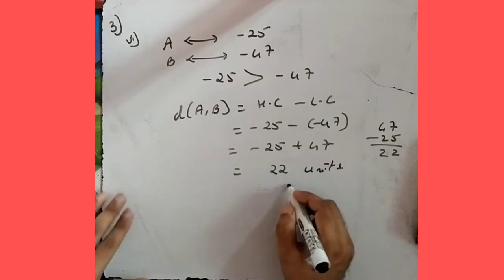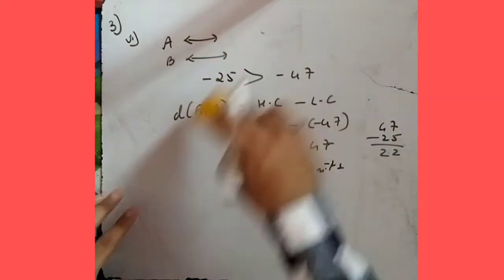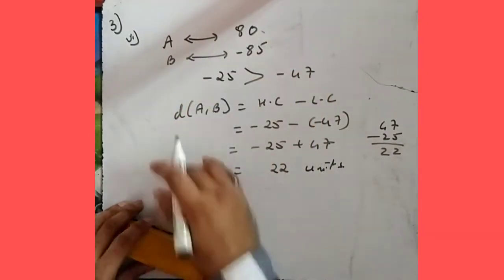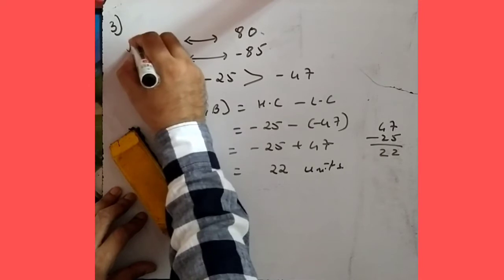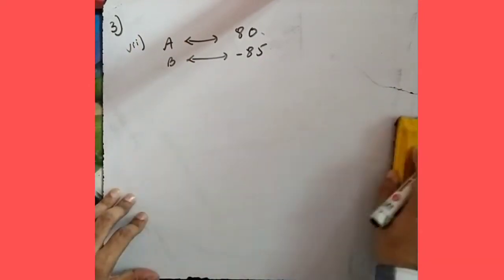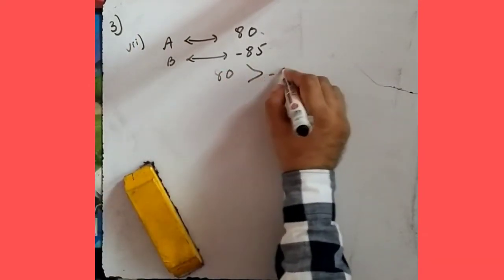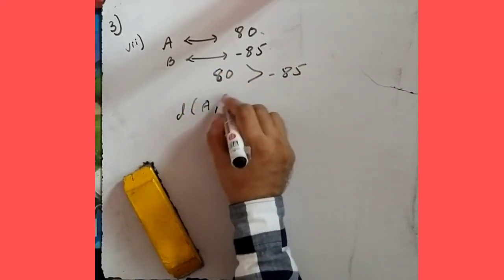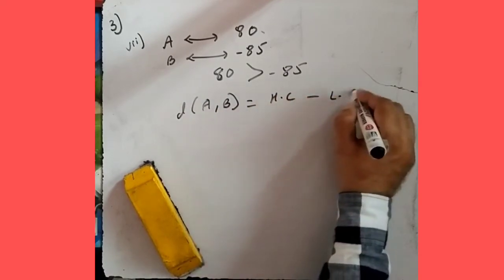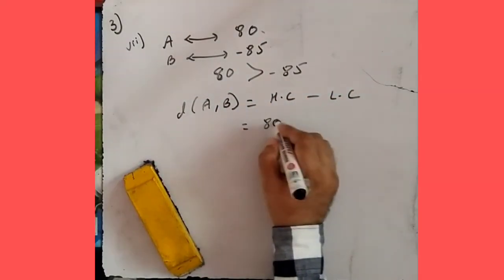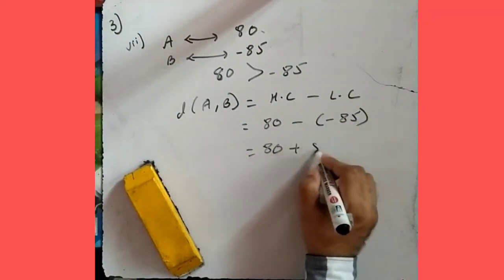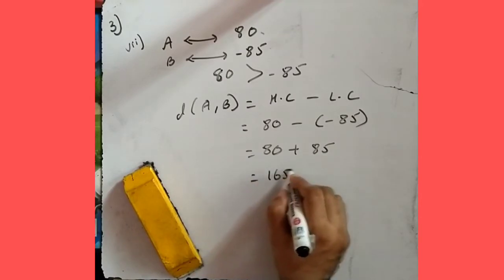In the last one, seventh sum, A coordinate is given 80 and B coordinate is given minus 85. 80 is greater than minus 85 as we all know. So distance AB will be found out by using the same formula, higher coordinate minus lower coordinate. 80 minus minus 85, minus minus plus, 80 plus 85, which will become 165 units.